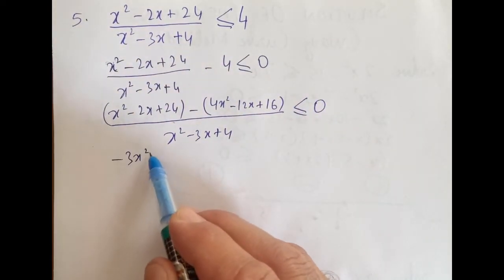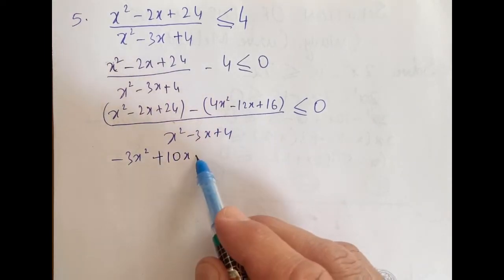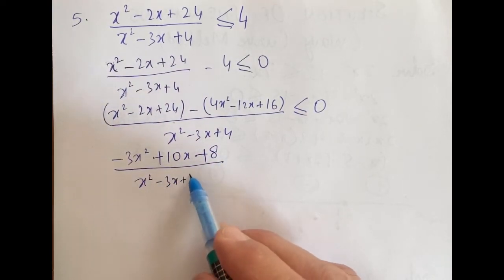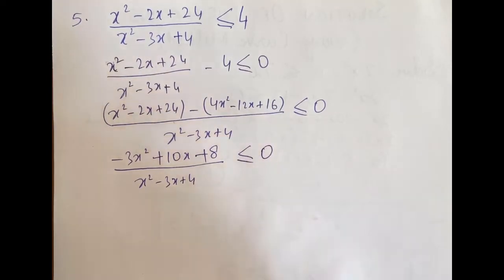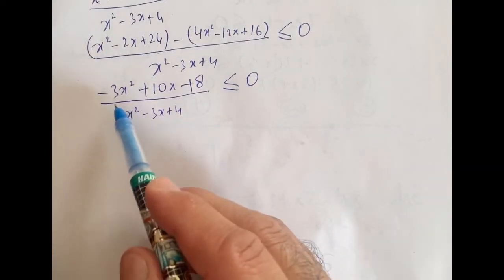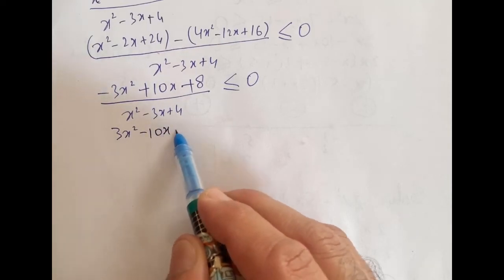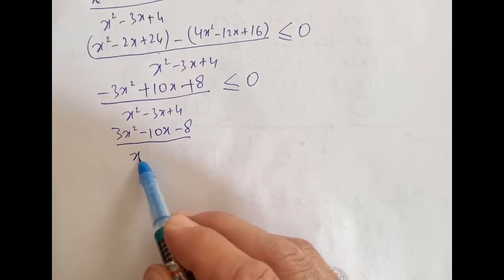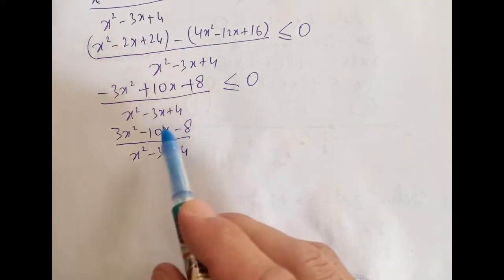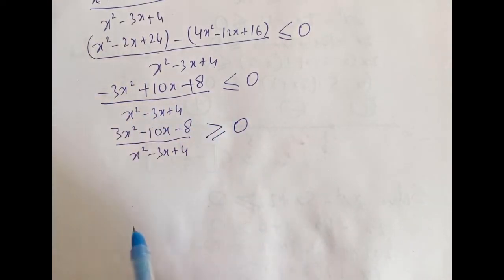This is minus 3x square plus 10x, this is minus 16, so plus 8 upon x square minus 3x plus 4 less than or equal to 0. Multiplying this by negative sign, it's 3x square minus 10x minus 8 upon this is x square minus 3x plus 4. This is less than equal to 0, so this will be now greater than equal to 0 because we have multiplied numerator by minus 1.